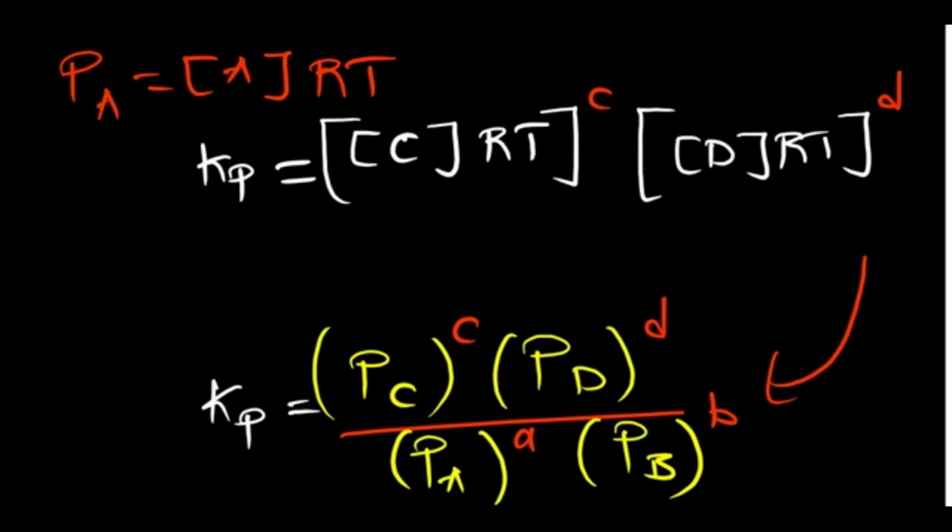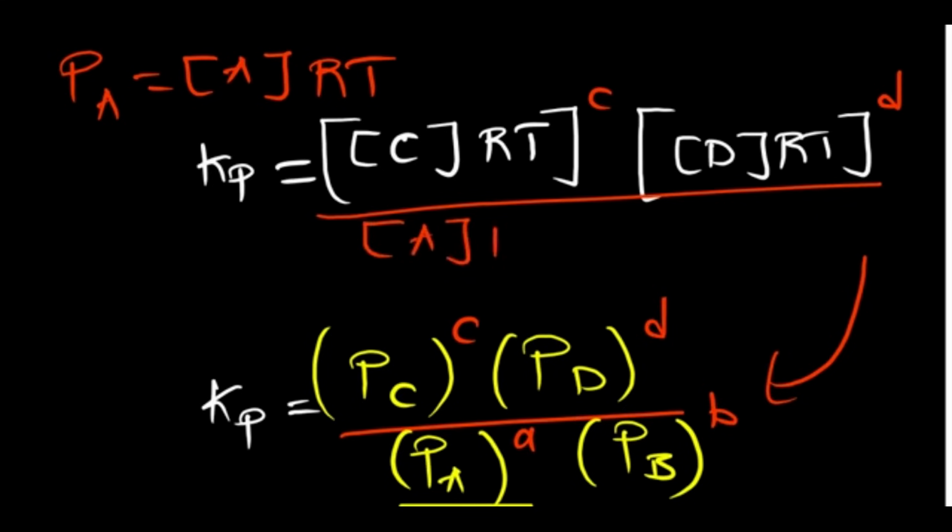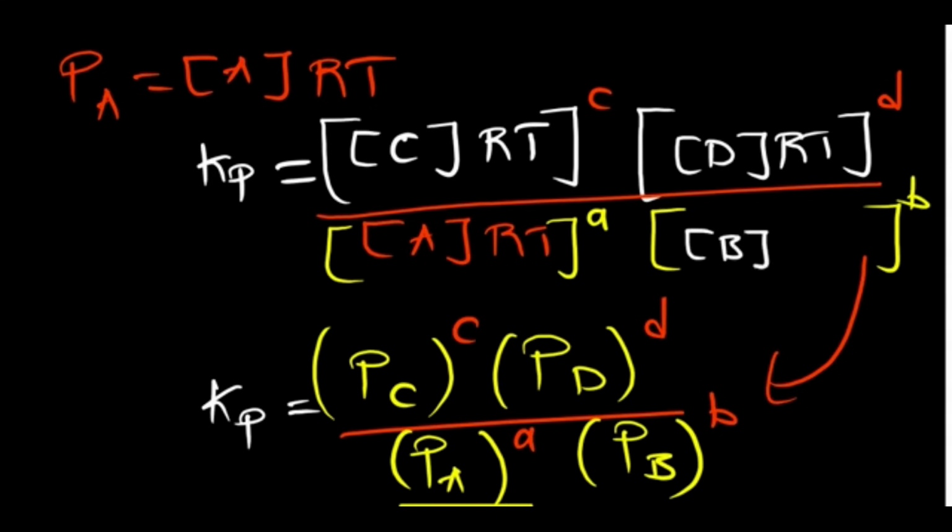And then we can divide. So on the bottom we have the pressure of A. So it's going to be the concentration of A and then RT, and that is also supposed to be raised to the power of what? The power of a. And then we have, of course, the other one raised to the power b. So the concentration of B times RT is also raised to the power b. So this is all coming from the ideal gas law. Now let's try to simplify this and make sense out of it.